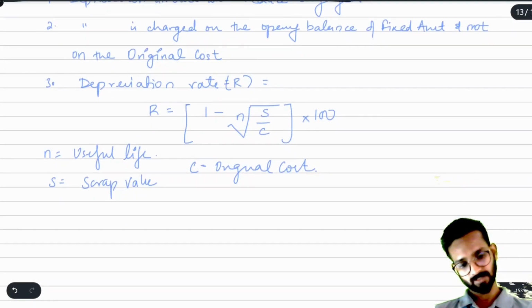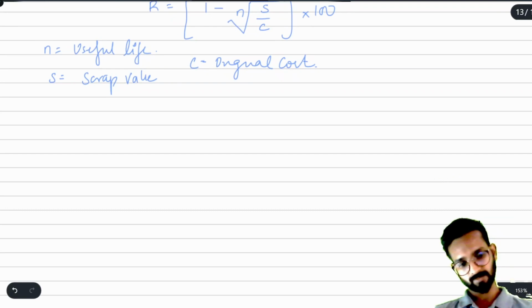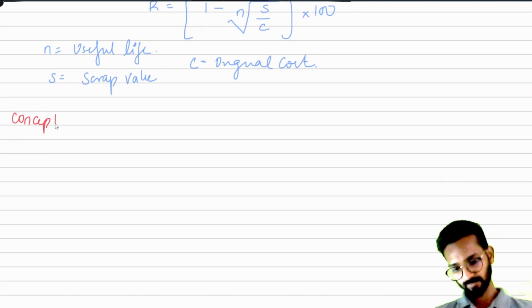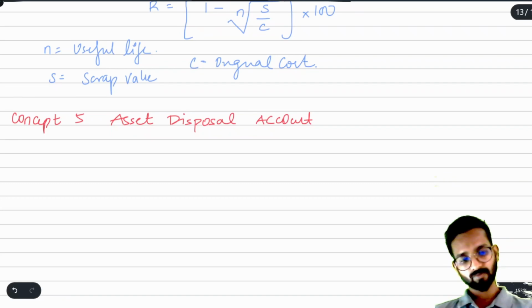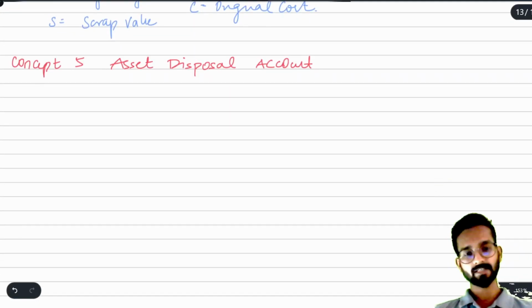Now we have to learn here a new concept, concept 5, the asset disposal account. See, first tell me what was the journal entry for the sale of an asset.